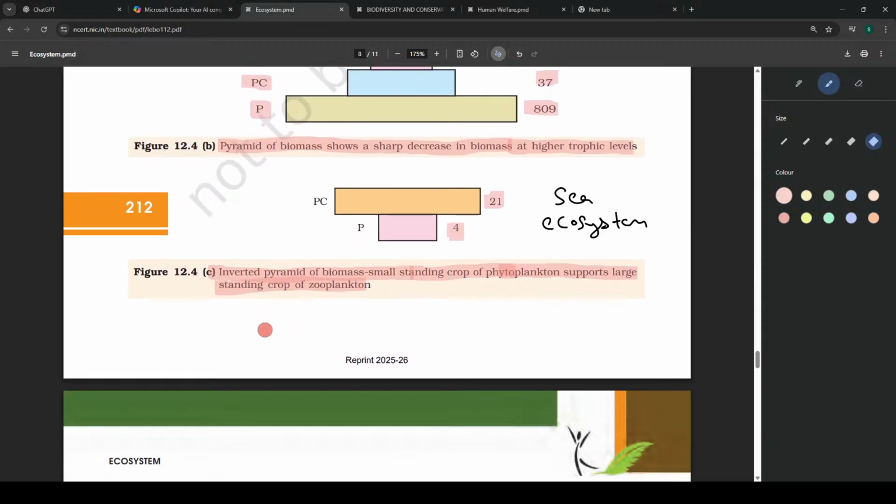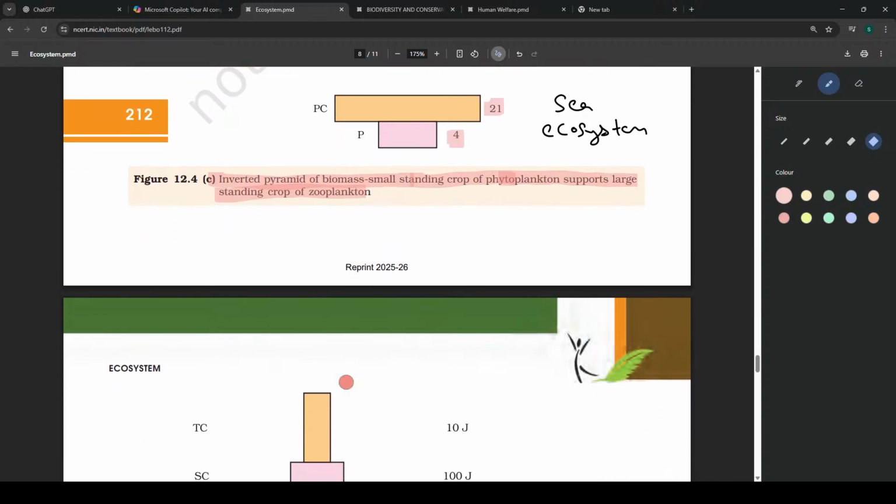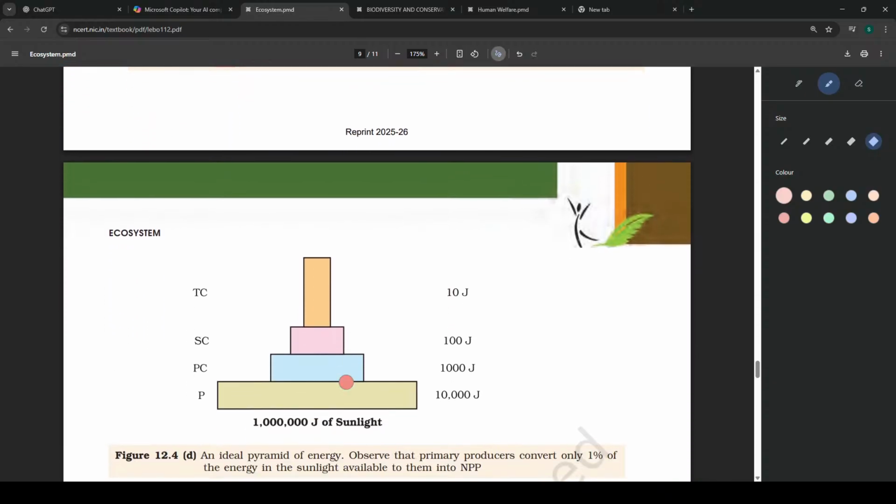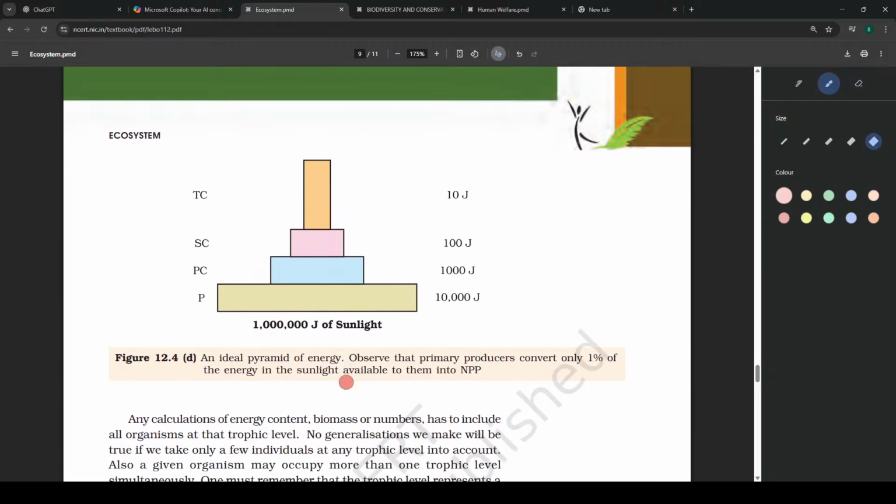At a specific time, there will be fewer phytoplankton, but they will be inexhaustible, meaning they will keep on reproducing. Even if they are eaten, they will keep on reproducing. So they can support a large number of zooplankton. And this is much easier.